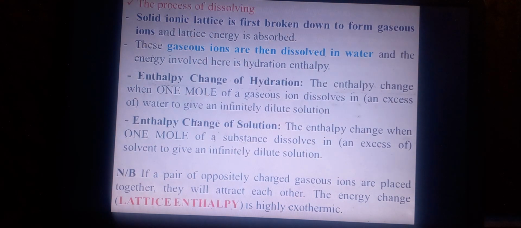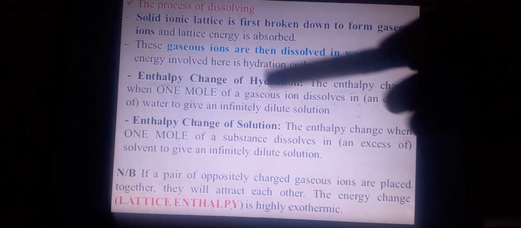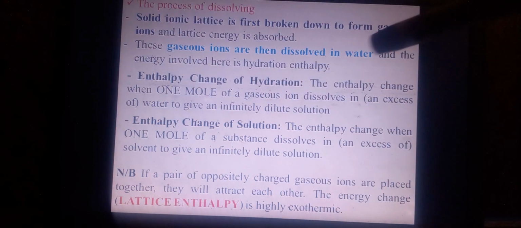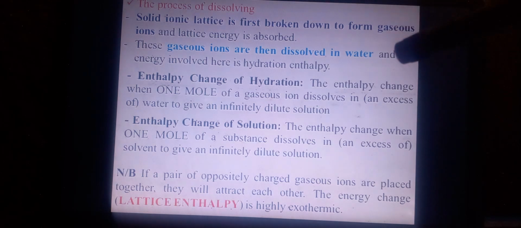So now I want to look at the process of dissolving ionic compounds. Remember, as I told you earlier on, we have three types of enthalpy changes which are involved: enthalpy change of solution, enthalpy change of hydration, and lattice energy. Now, a solid ionic lattice is first broken down to form gaseous ions, and lattice energy is usually absorbed. Remember, breaking of the bonds involves absorption of heat. It is an endothermic process.